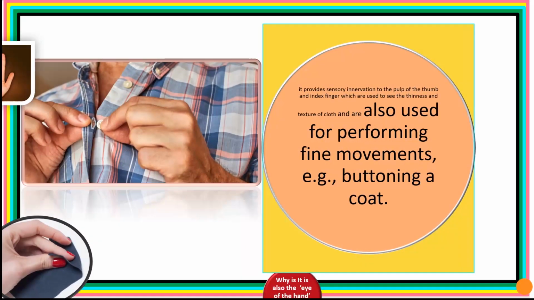A number of times we button our clothes, and do you know how we do them? We don't look at them. We use the thumb, the index finger, and the middle finger. And we fix them correctly. They guide us even when we're not seeing them. This is why the median nerve is also called the eye of the hand, because it does all this work for the eyes.